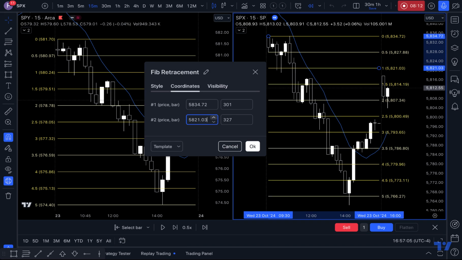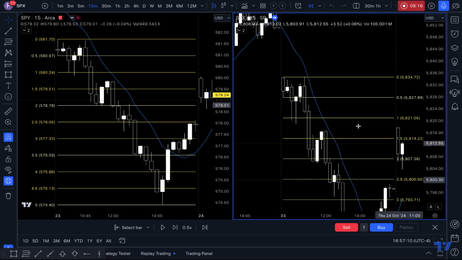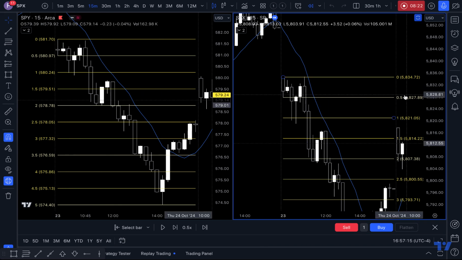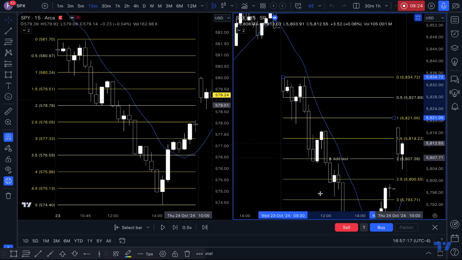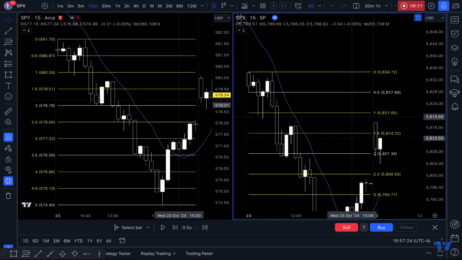So that's how you can use this to say, hey, this is the open range. If we do break out, we could potentially reach 2. So it can also help you pick out the strike price as well. There are many ways you can use this to help you during your trading session.